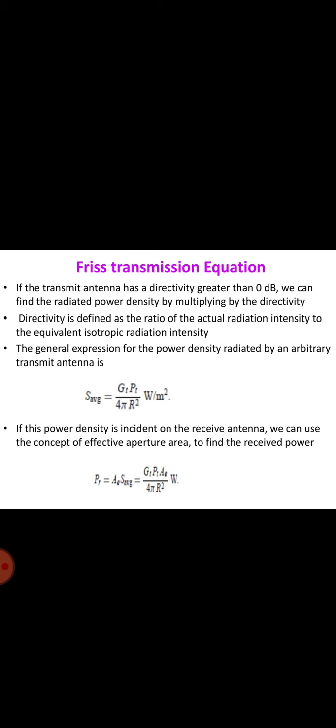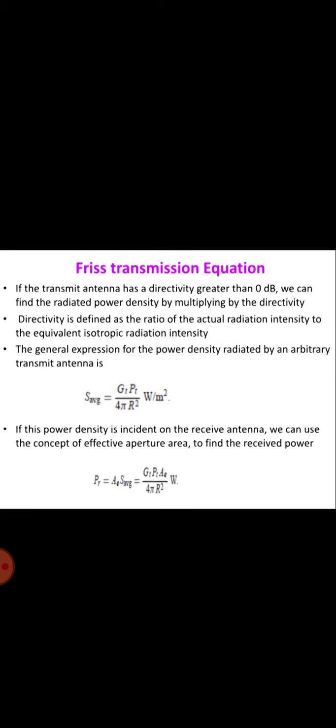If the transmit antenna has a directivity greater than 0 dB, we can find the radiated power density by multiplying by the directivity, since directivity is defined as the ratio of actual radiation intensity to the equivalent isotropic radiation intensity. In addition, if the transmit antenna has losses, we can include the radiation efficiency factor, which has the effect of converting the directivity into gain. This general expression for the power density radiated by an arbitrary transmit antenna may be given as S average equal to GT PT by 4 pi R squared.